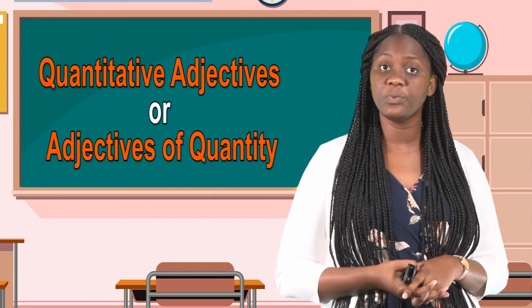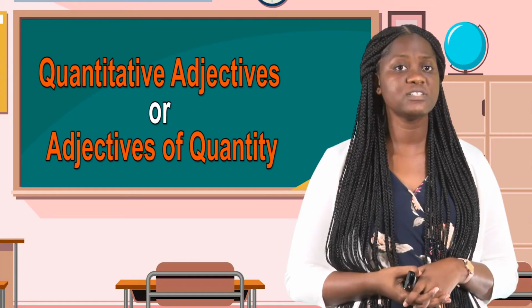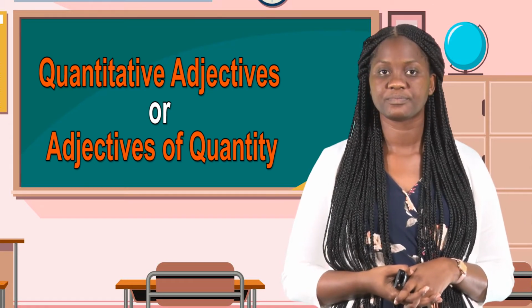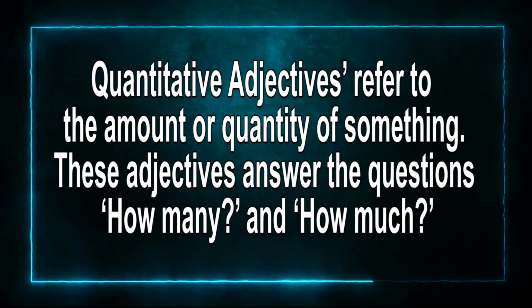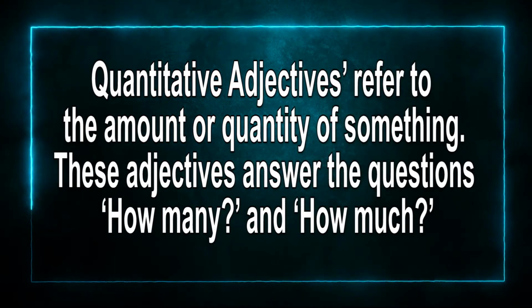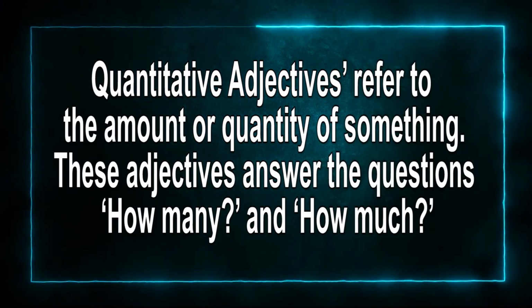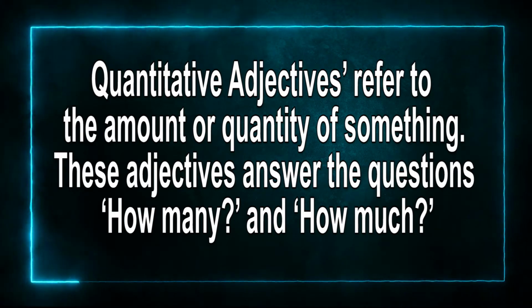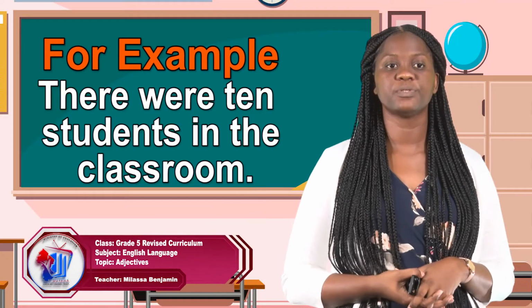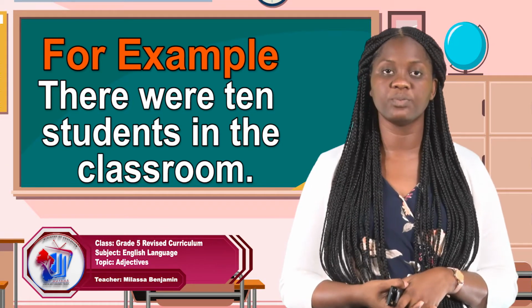The next type that we will look at is quantitative adjectives, or some might say adjectives of quantity. Quantitative adjectives refer to the amount or quantity of something. These adjectives answer the questions how many or how much. Examples might include: there were 10 students in the classroom.